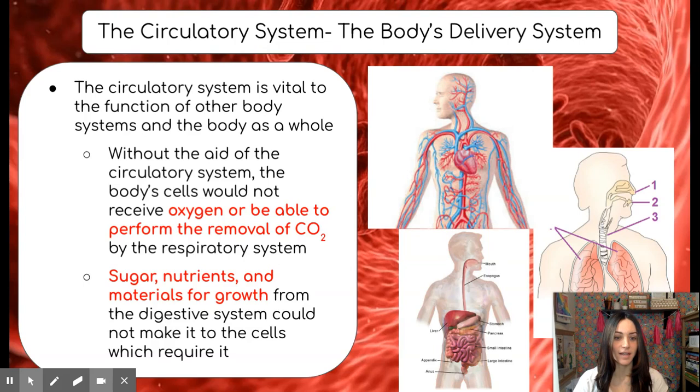Secondly, without, again, the delivery system that is our circulatory system, the sugar, the nutrients, and the materials for growth that our body collects from the digestive system would never be able to make it to the cells that require it in order to function and produce energy.